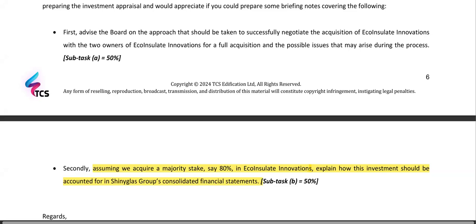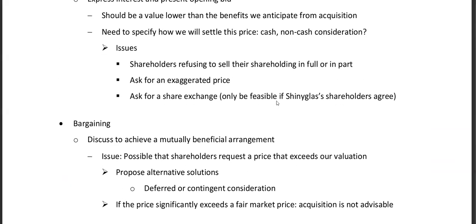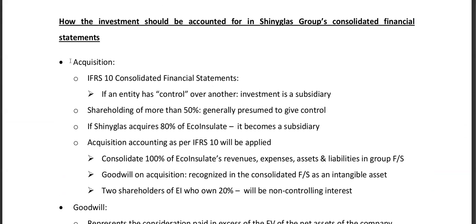So first things first, if you look at our suggested answers, and of course, if you look at our answer plan, you will see that we have set out that an acquisition should be accounted for in terms of IFRS 10 Consolidated Financial Statements. Of course, there's another relevant accounting standard, IFRS 3, which will come when it comes to goodwill. We will get to it in a minute.